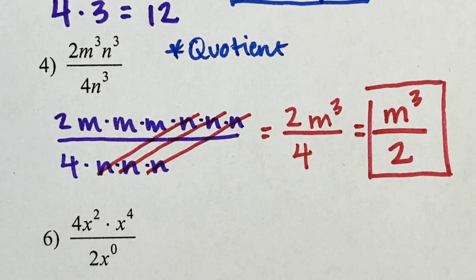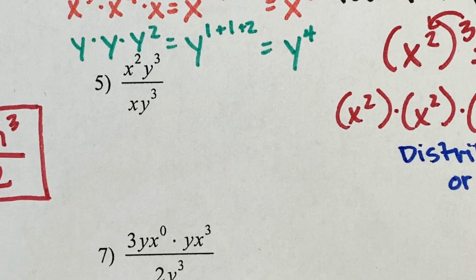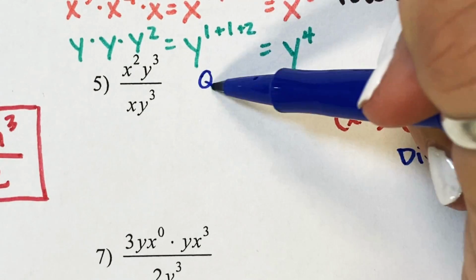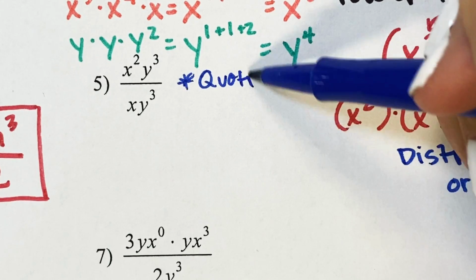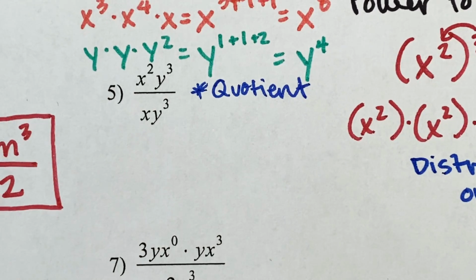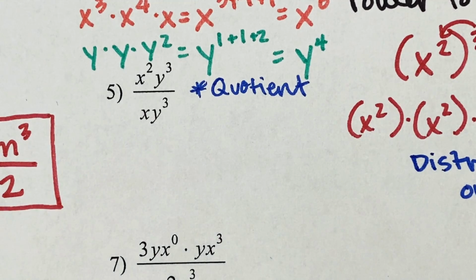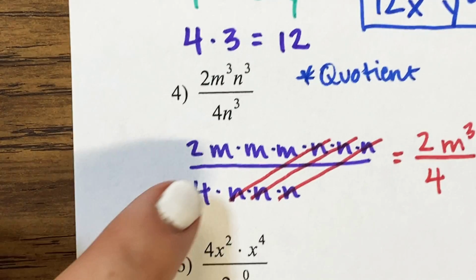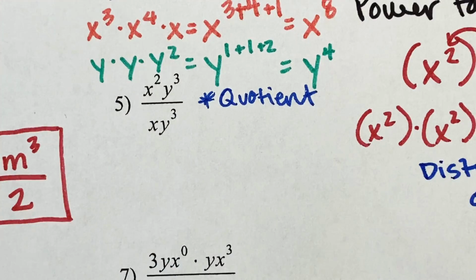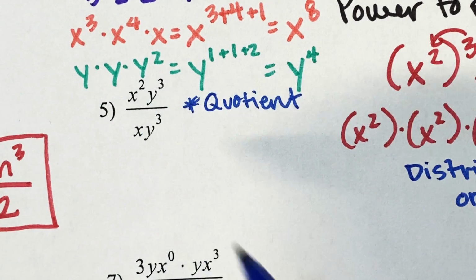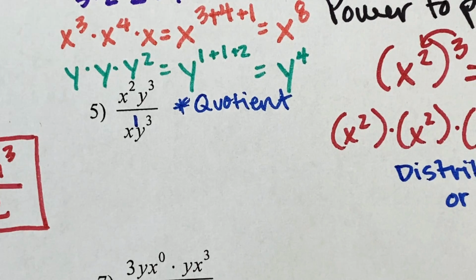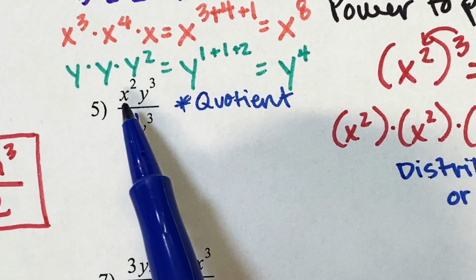Okay, now let's look at number 5. Okay, so this is our quotient rule again because I see a fraction bar. So I know quotient rule. Okay, so let's just do the subtract way. Okay, we could think 2 ways in quotient rule, right? Subtract or cancel. Number 4, we did the cancel way. Well, let's just think subtract. Okay, so we have our x's. What is 2 minus 1? Okay, that's 1. And is that 1 going to be left on top or bottom?